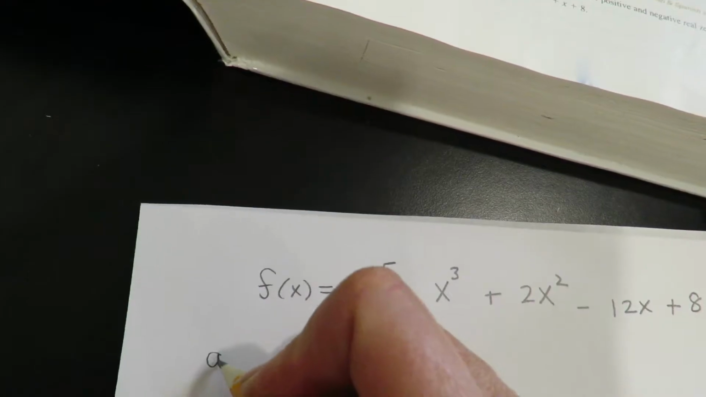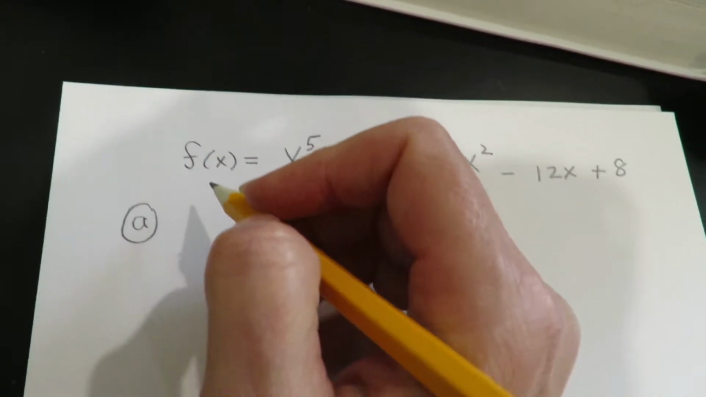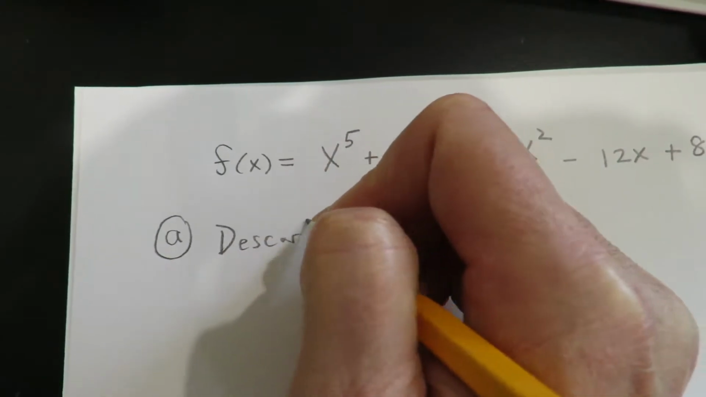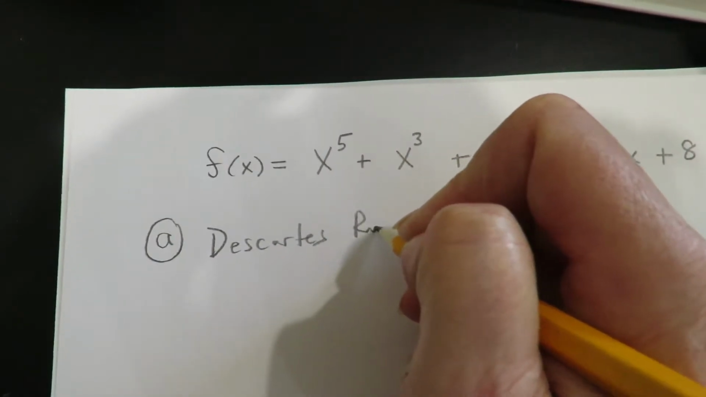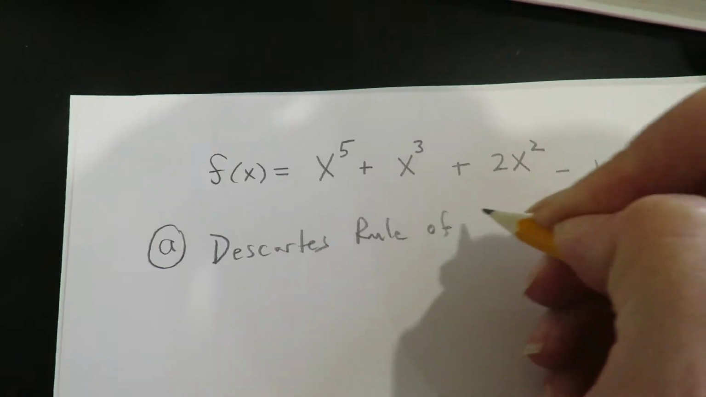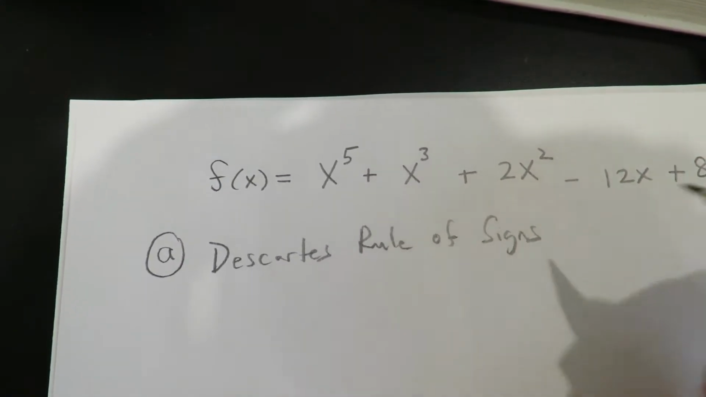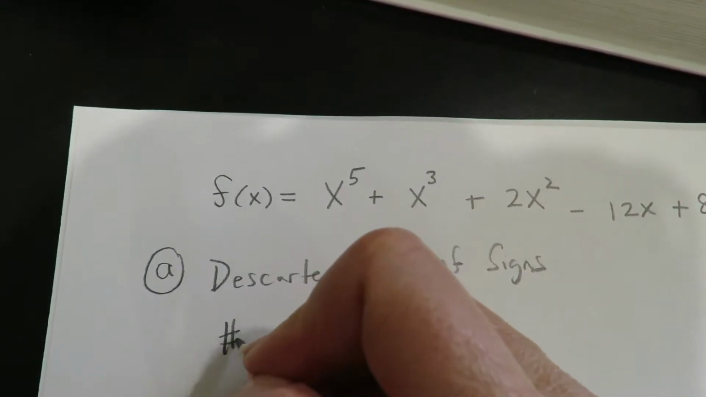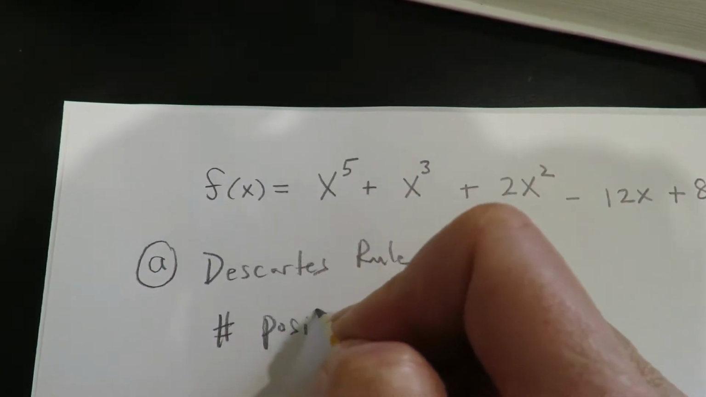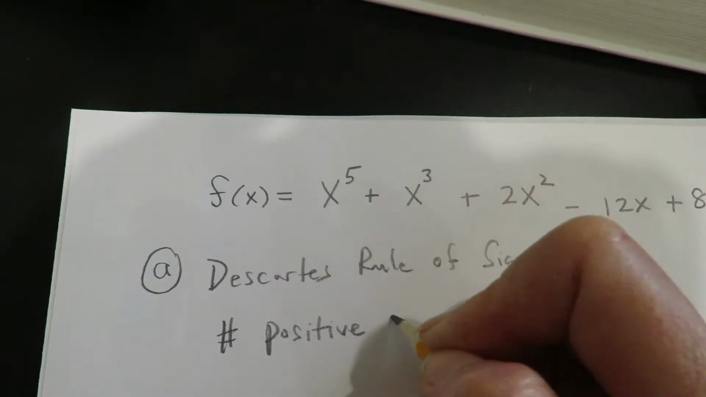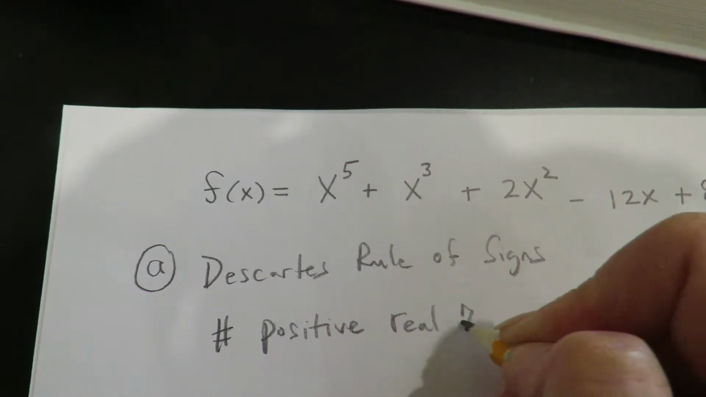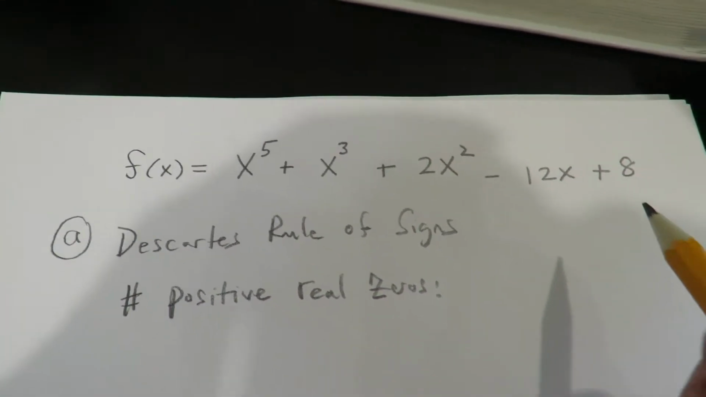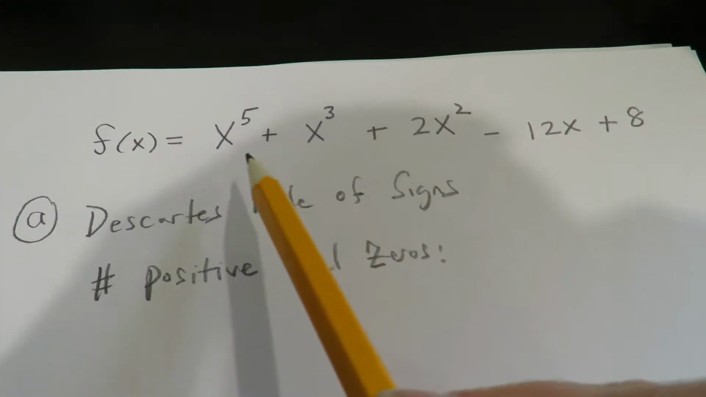So I'll start with Descartes' rule of signs. So remember, for the number of positive real zeros, it's the variation in sign of the original. All right, so let's look at it.